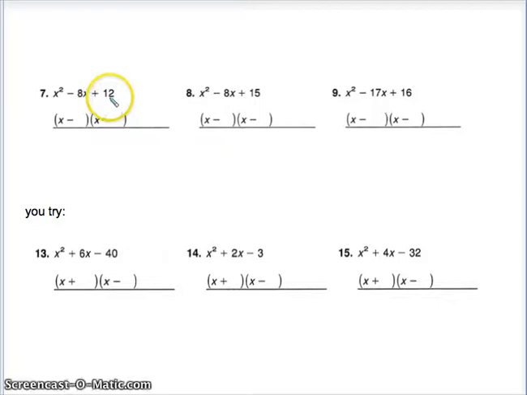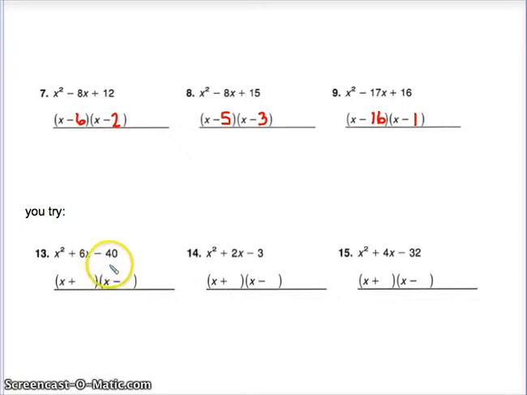So I'm looking for factors of 12 that add up to be negative 8. That would be 6 and 2. Again, we can check. Negative 6 times negative 2 is positive 12. Negative 6 plus negative 2 is negative 8. Okay, let's look at another. I'm looking for factors of 15 that add up to be negative 8. That would be negative 5 and negative 3. Multiply to be positive, add up to be negative. We're good here. And then factors of 16 that add up to be negative 17. Let's go with negative 16 and negative 1. Okay, go ahead and pause the video and you try the next few.